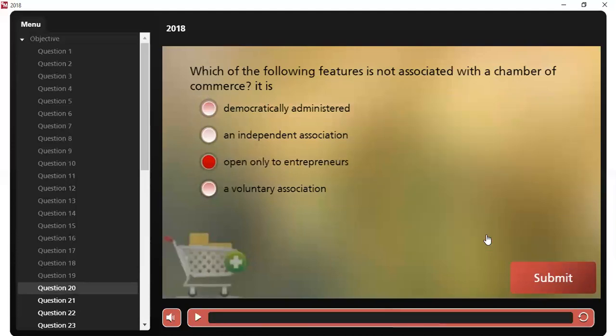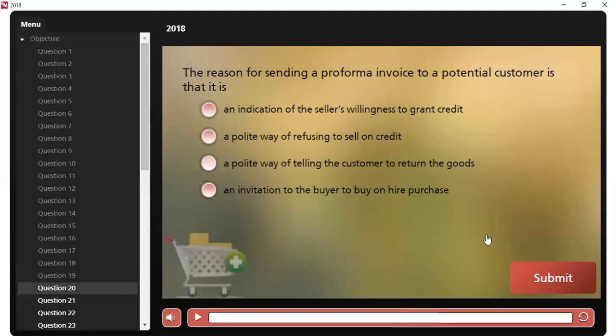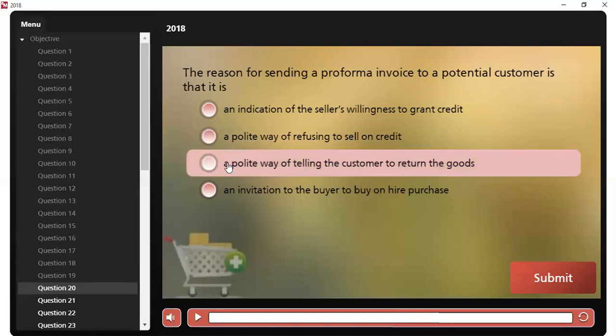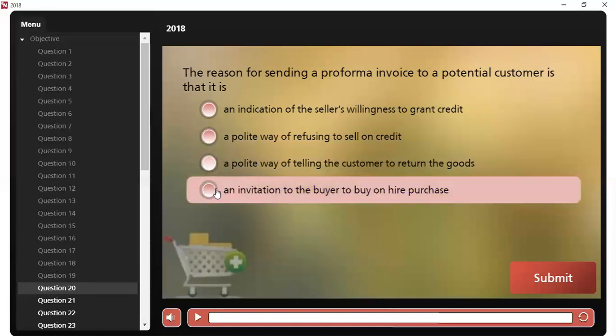Question 20. The reason for sending a pro forma invoice to a potential customer is that it is A, an indication of the seller's willingness to grant credit. B, a polite way of refusing to sell on credit. C, a polite way of telling the customer to return the goods. D, an invitation to the buyer to buy on hire purchase.